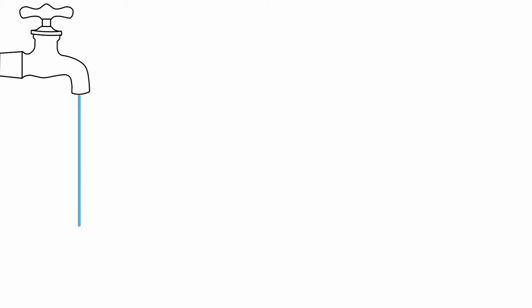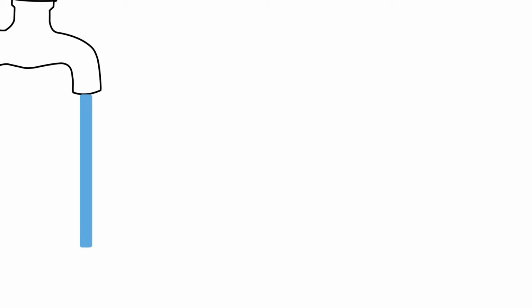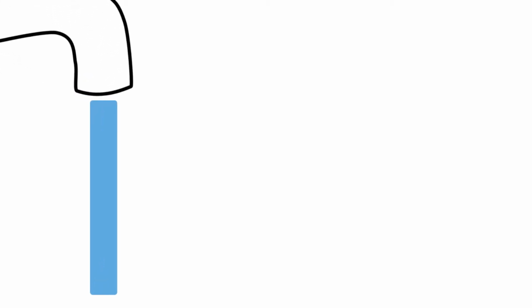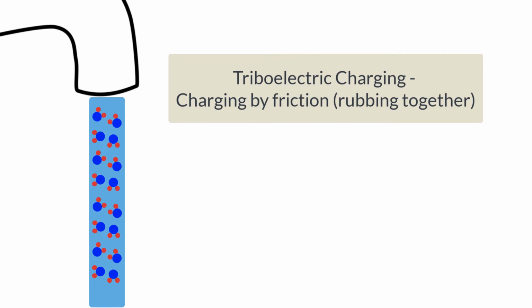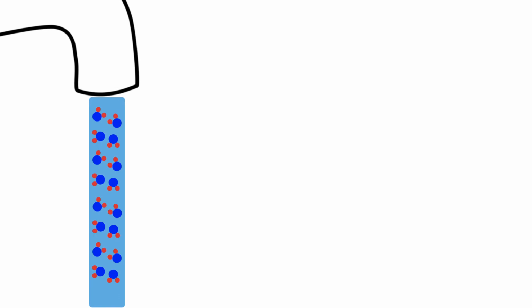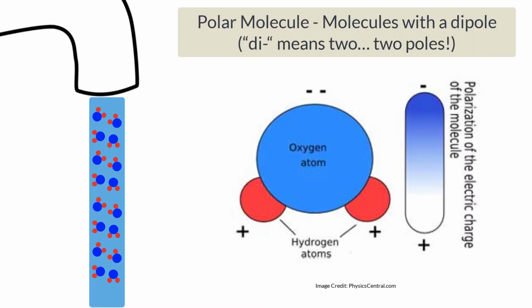In the bending water example, we see a stream of water bend towards a PVC pipe that has been negatively charged through triboelectric charging. If we could zoom in to see the molecules, we would see water molecules falling in a random assortment with their ends facing different directions. Water molecules are polar molecules, and the oxygen side of the molecule is slightly more negative than the hydrogen side of the molecule, which is slightly more positive.